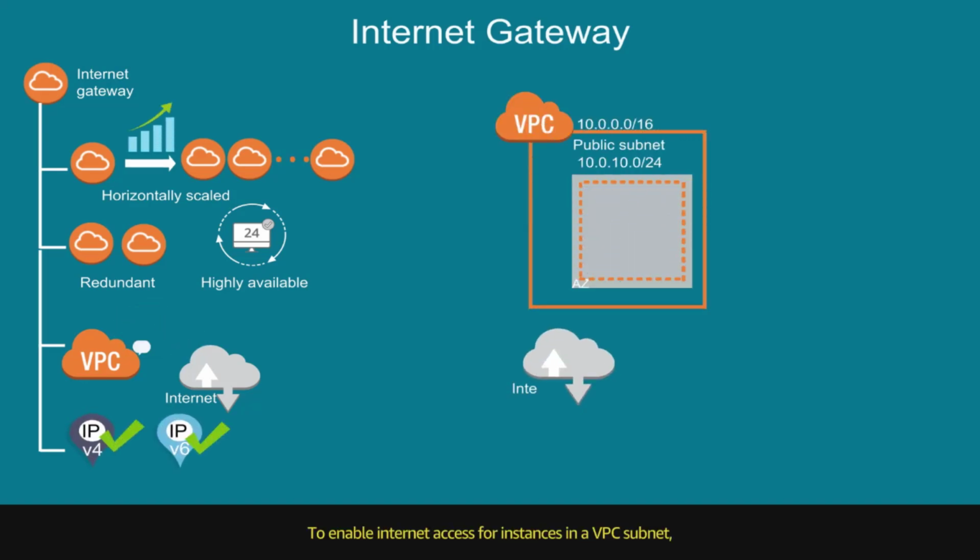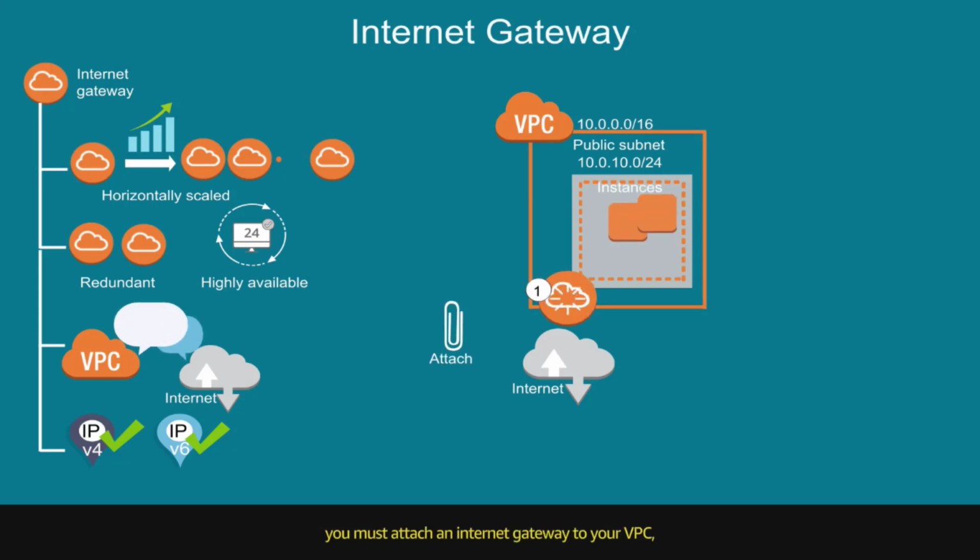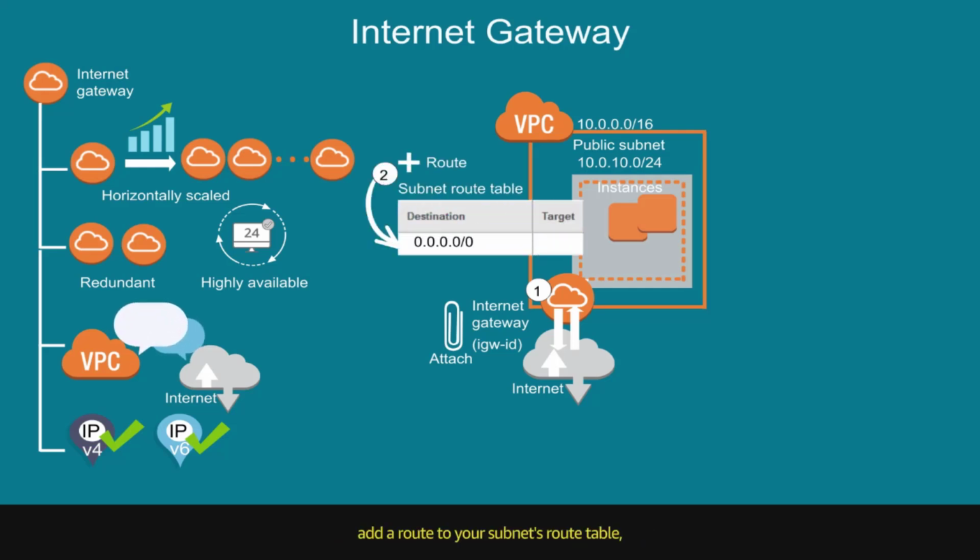To enable internet access for instances in a VPC subnet, you must attach an internet gateway to your VPC, add a route to your subnet's route table and point your route table to the internet gateway. Make sure your instances have public IPv4 address, IPv6 address, or elastic IP address.